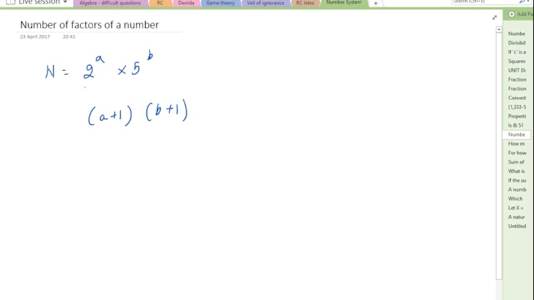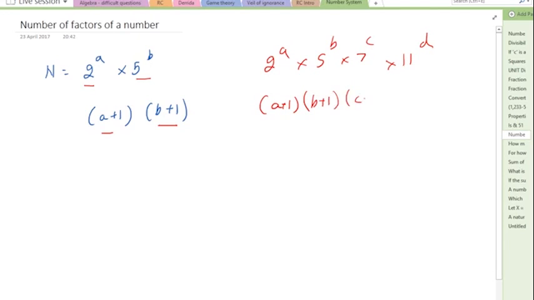Here we have a number which has been broken down into its prime factors, 2 to the power a into 5 to the power b. And then if you want to know how many factors this has, it can be done by (a plus 1) into (b plus 1). If the number is of the form 2 to the power a into 5 to the power b into 7 to the power c into 11 to the power d, you can do it (a plus 1) into (b plus 1) into (c plus 1) into (d plus 1).